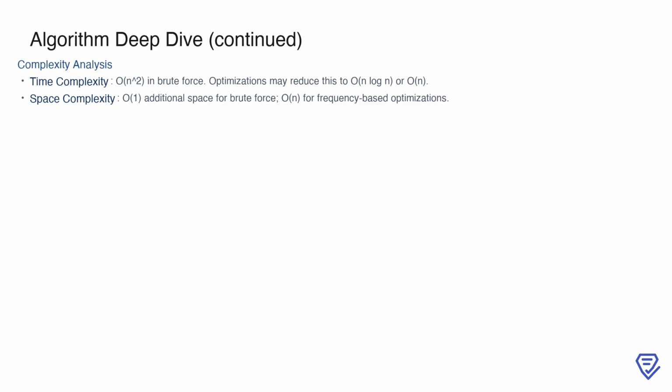As for space complexity, the brute force method requires no extra space beyond the input array, making it O(1). Optimized methods, however, may require additional space, such as n, for the frequency array. Overall, these optimizations make the solution scalable for larger datasets, ensuring both efficiency and correctness.